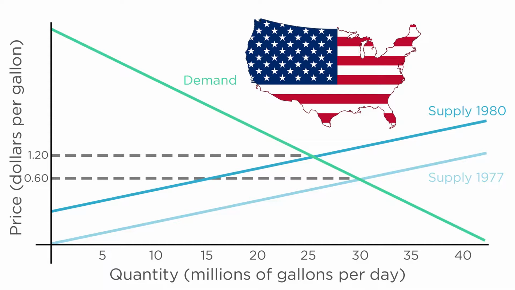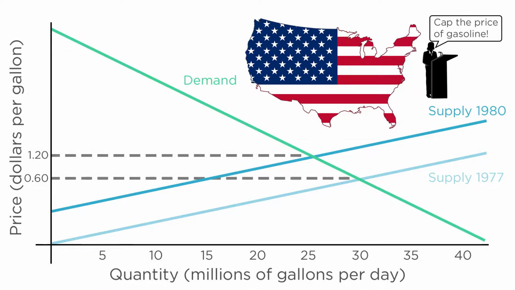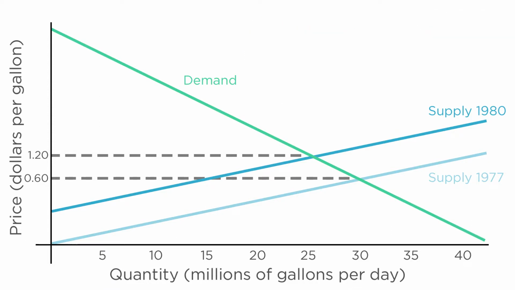Now imagine that you're living in 1979 and a politician starts running for office who promises to cap the price of gasoline. Would you vote for her? Sounds tempting, right? And in fact, the United States had price controls during the 1970s on gasoline. What does that look like on the graph? Suppose the price would have gone up to $1.20 per gallon, but the government imposed a price cap at the original level of 60 cents.